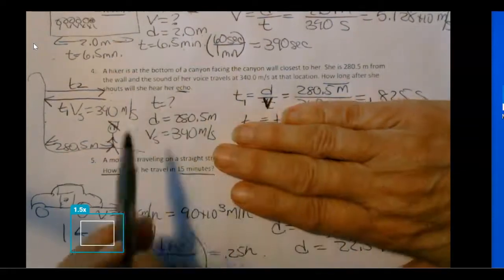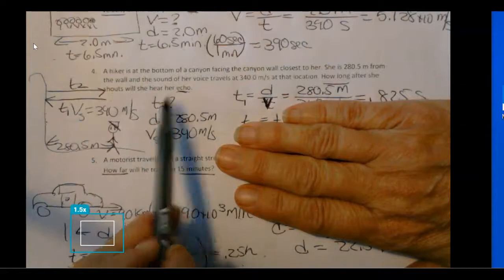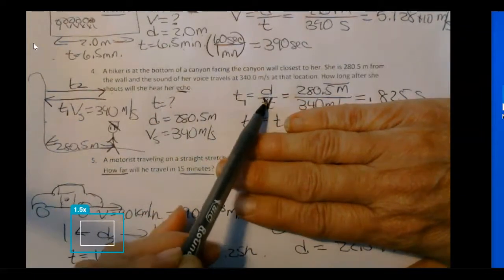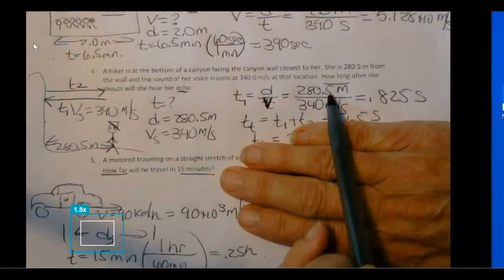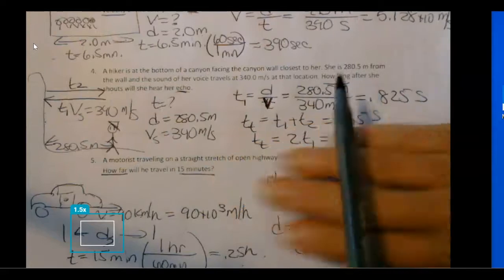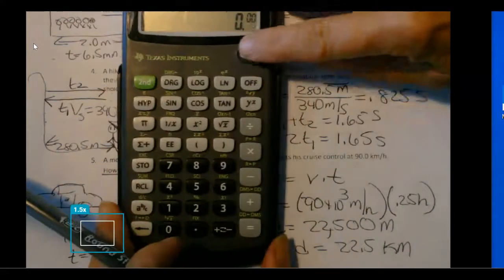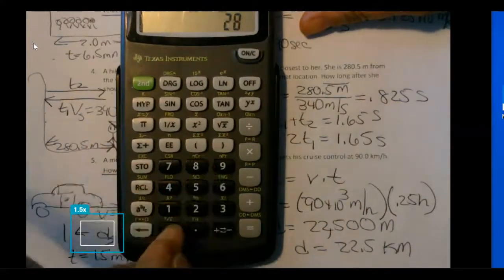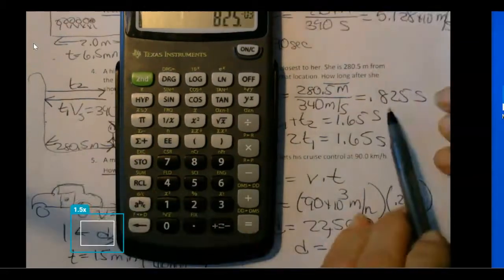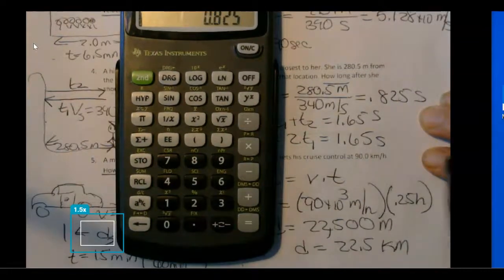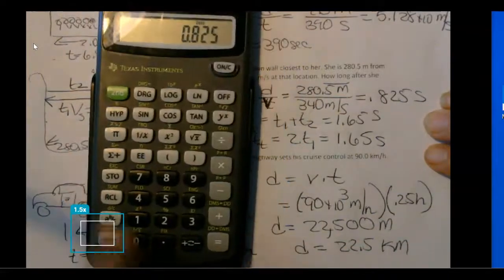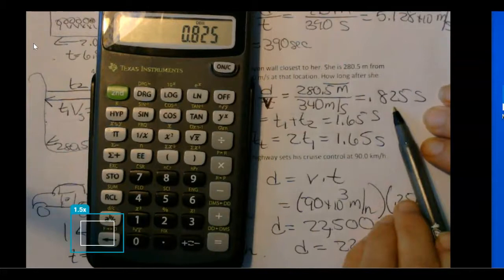So let's look back. I was looking for T. So we're going to find the T, and it's D divided by my speed of sound, 340 meters per second. You put it in the calculator, 2 divided by 340, and you get 0.285 seconds. Okay, so that's just for one trip.